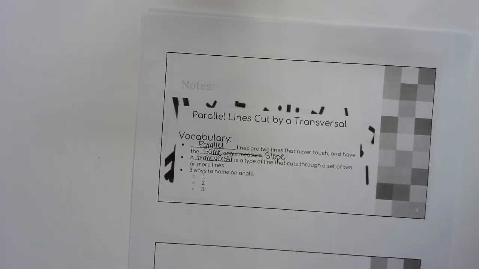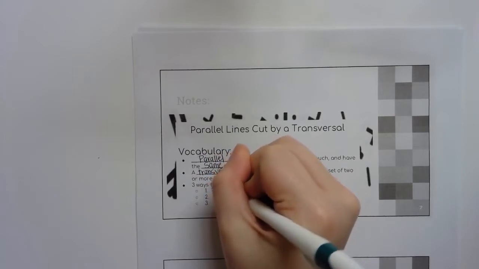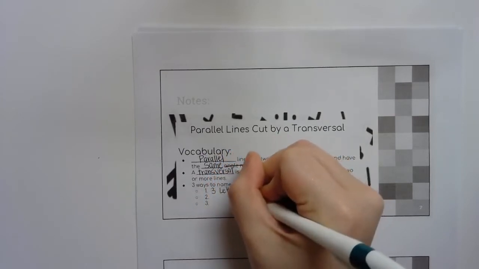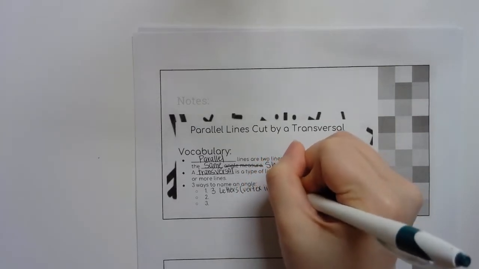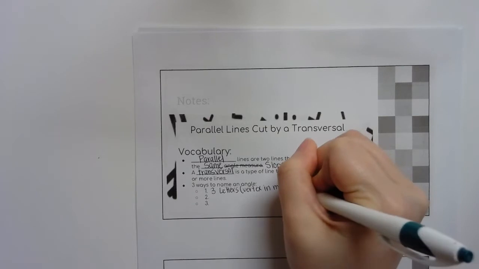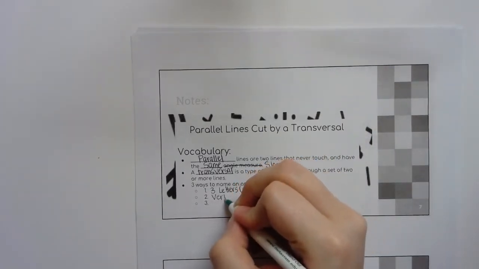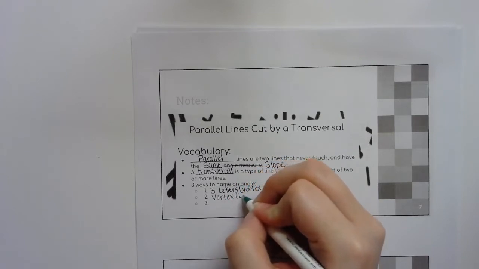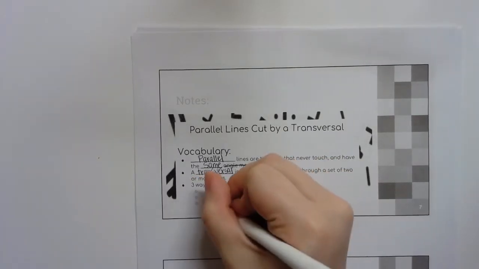There are 3 ways to name an angle. So this is just kind of coming back to how we know which angle it's talking about. So you can name it by 3 letters. And with 3 letters, the vertex is in the middle. Okay? You can name it by its vertex with a letter. And you can name it by a number.